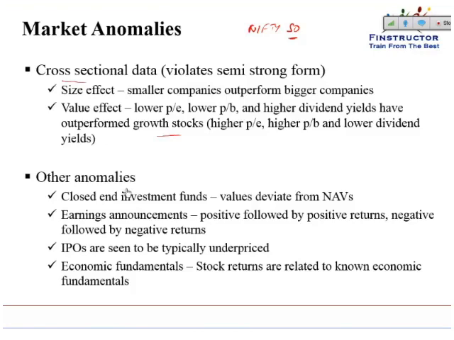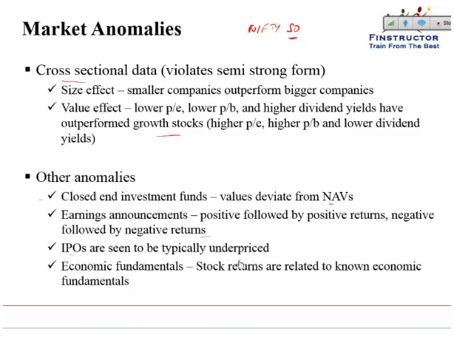Other anomalies have been seen in the case of closed-ended investment funds whose values tend to deviate from the net asset values. We've seen anomalies in earnings announcements also. That is, positive earnings announcements are followed by positive returns for the next couple of days. So information may not be immediately discounted. A negative earnings announcement is followed by negative returns. So you can actually trade on these earnings announcements and still make some profit.